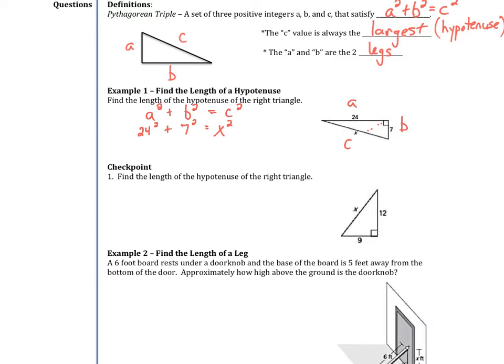If you use your calculator, 24 squared plus 7 squared will give you 625. So 625 equals x squared. Then to cancel out a squared and get just x, we take the square root. The square root of 625 is 25. So x equals 25.